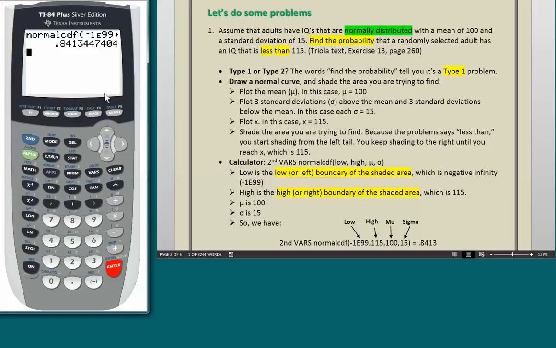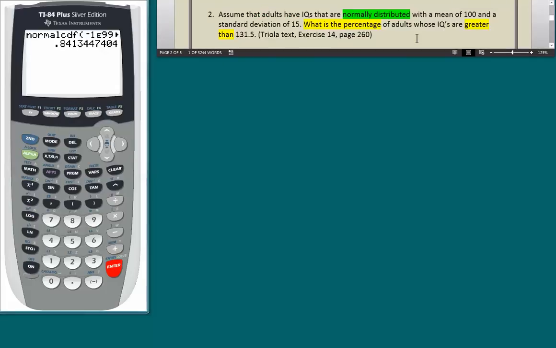0.8413. And that means that shaded area we saw represents 0.84 of all of the area under our curve. And to answer the problem, that is the probability that a randomly selected adult has an IQ that is less than 115. Let's do problem number 2.